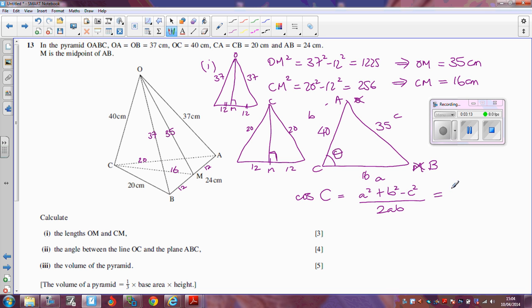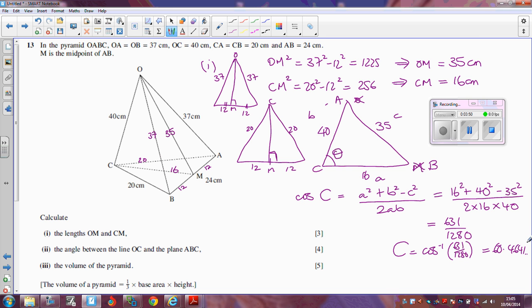A squared then is going to be 16 squared plus, and then B squared is 40 squared minus the 35 squared, and that's divided by 2 times 16 times 40. Now if we work that out, that comes out as 631 divided by 1,280. So the angle C is going to be the inverse cosine of that, or cos to the minus 1 of this value. So it's 631 over 1280, and that comes out as 60.4641 degrees.